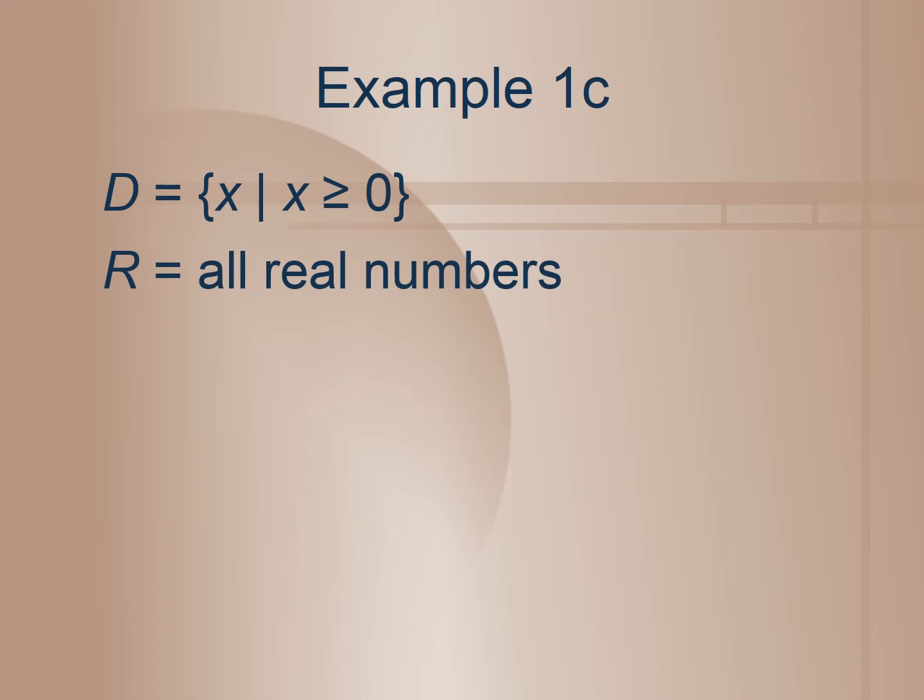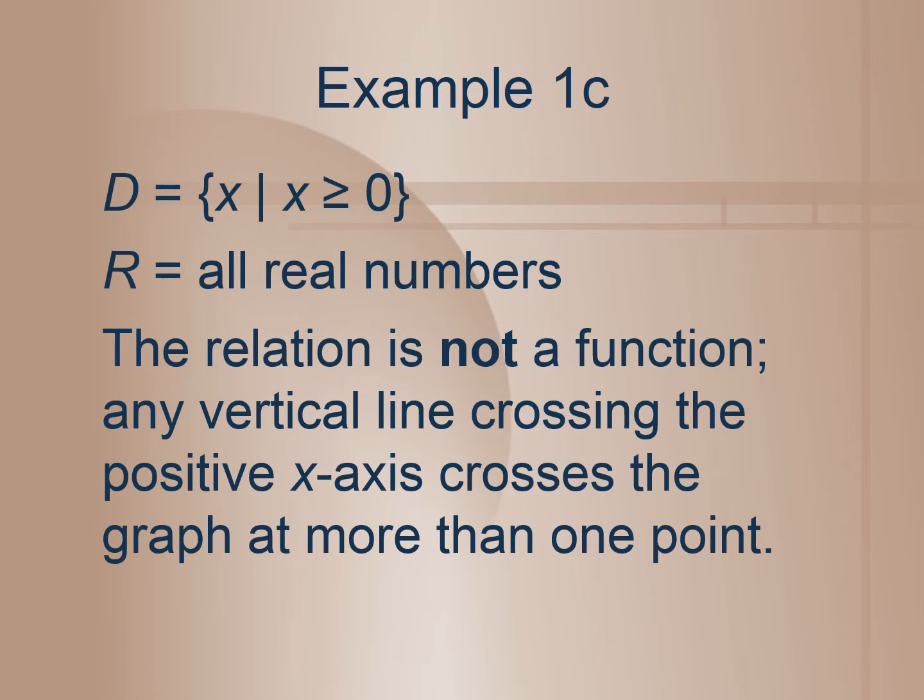Let's look at example 1c. So this one, our domain is all the x values that are greater than 0, and our range is all real numbers because your y values continue to go up and down. So is this a function? Does it pass the vertical line test? It doesn't. In fact, it fails at several different points, where several different vertical lines have more than one coordinate on them, so it fails a lot. So example 1c is not a function.